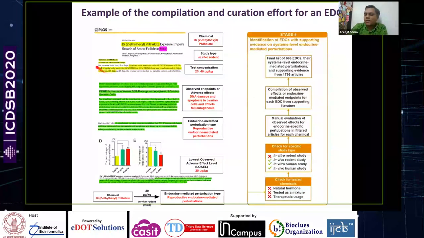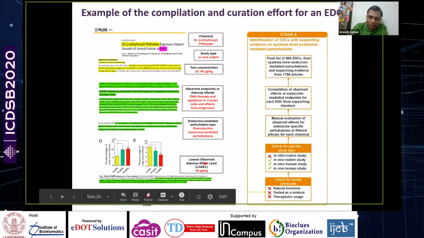A question which emerges whenever I present this work is whether this can't be automated with some machine learning approach. This is an example of a very simple paper which we have curated. As you see, my student picks the chemical, the system, the test concentrations, and the observed adverse effects mapped to a controlled vocabulary, such as reproductive perturbations, and the lowest dosage at which the effects are observed, and so on.